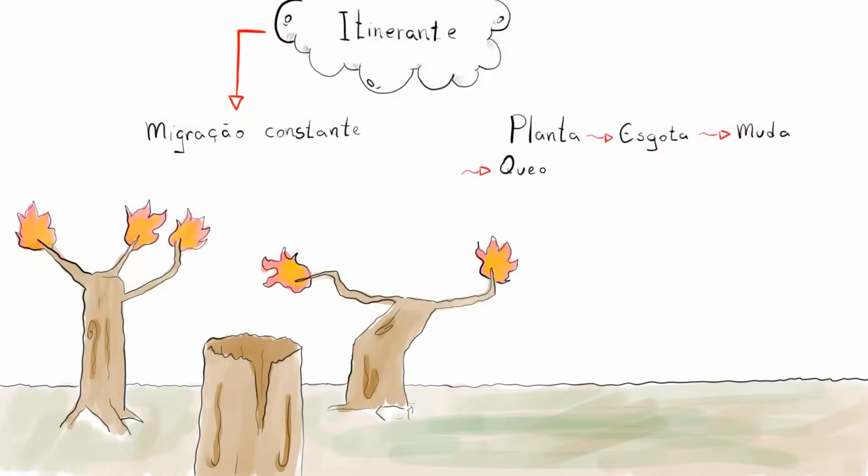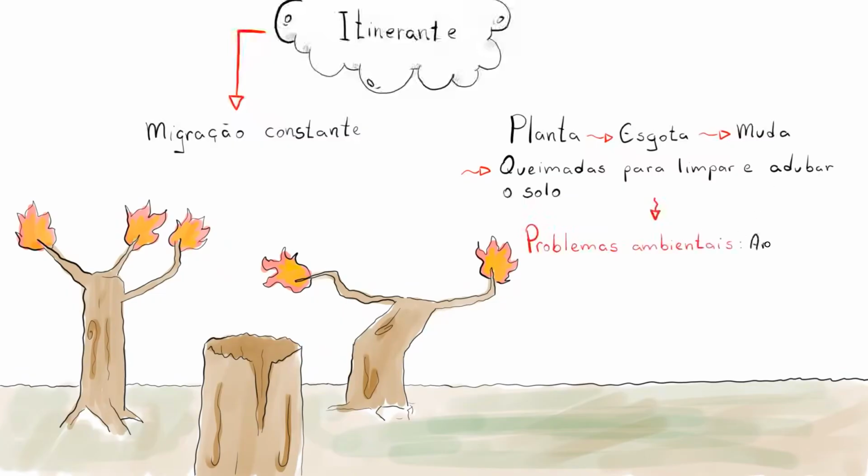And within this type of agriculture, there is a practice that is very harmful to the environment, which is burning. They are used both to clear the land and to fertilize it. In other words, the ashes from the burned organic matter serve as fertilizer for that soil. However, it's not a sustainable practice, right? And it causes environmental problems such as erosion, sandification, and also desertification of the soil.